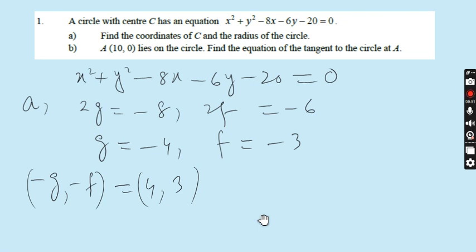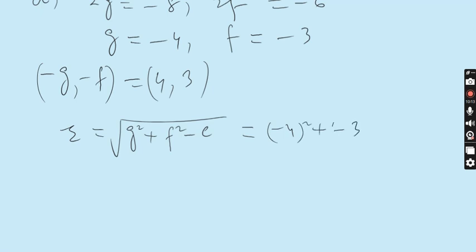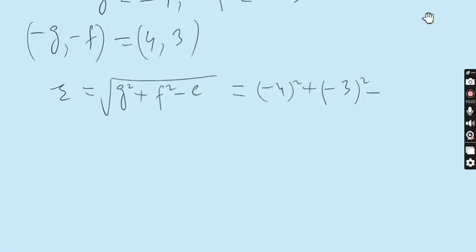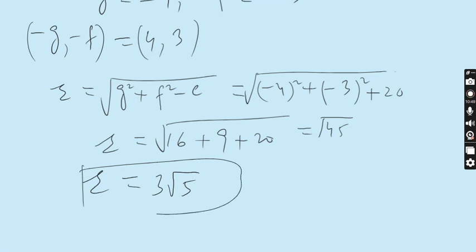Now the second requirement of part A is to find the radius of the circle. Very easy. The formula of radius is root of g square plus f square minus c. What is g? Minus 4 square. What is f? Minus 3 square. Minus c. What is the constant term in the question? That is minus 20. So minus minus plus 20, all under root. 4 square is 16, 3 square is 9, plus 20, which is root of 45, and in surd form root 45 is 3 root 5. So this is the complete answer of part A.